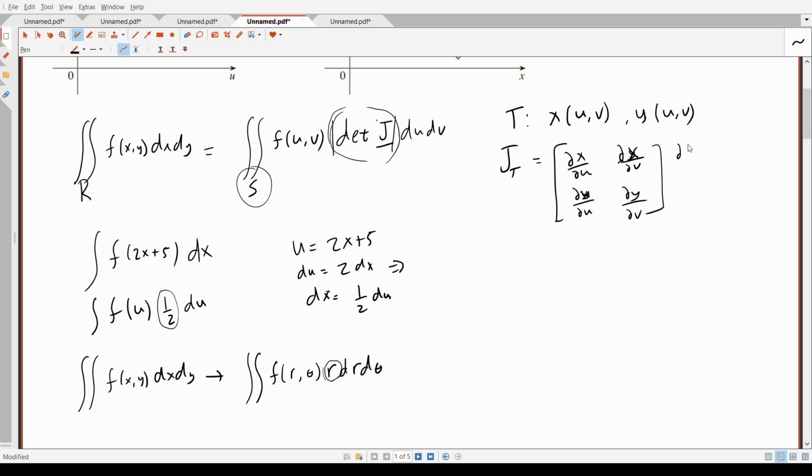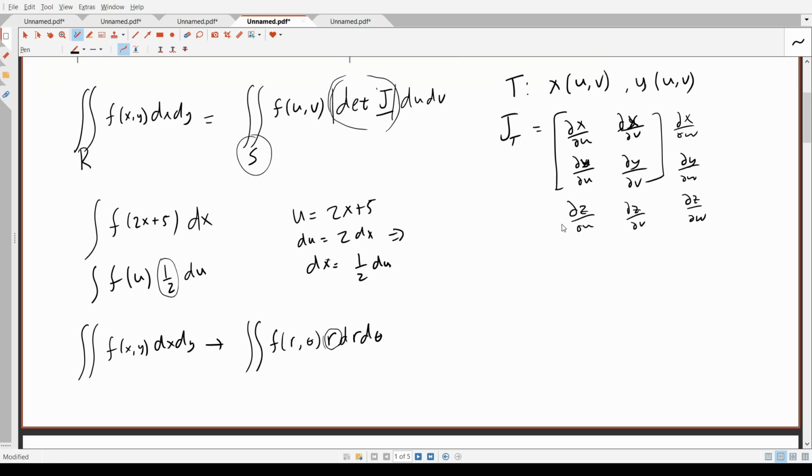Now, if we had maybe three dimensions, we could add more. We would add dx/dw, dy/dw, and dz/du, dz/dv, and dz/dw. And we can extend this to however many dimensions we want. It always works the same. Okay, and then what I want is the determinant of this matrix, whatever this matrix is. If it's the 2 by 2 or the 3 by 3, I want the determinant of that matrix. Actually, I want the absolute value.